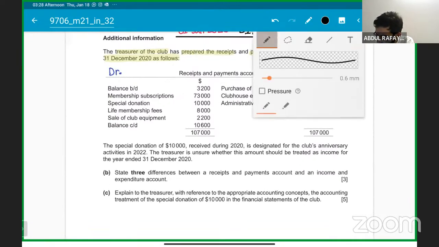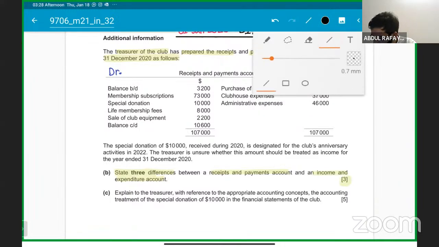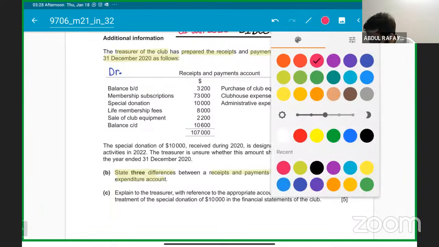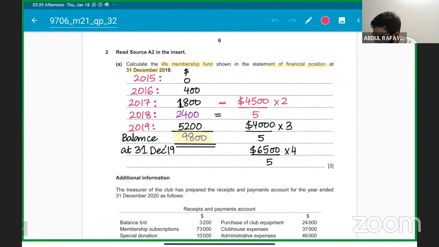What is the first question they are asking? They are asking for the theory. You have to state, only state, three differences between a receipts and payments account and an income and expenditure account. Very common theory, it's not analysis, it's only theory. You have to write the answer by learning, or you can understand and write down the difference between the receipts and payments account and the income and expenditure account. So let's write it down. There are a lot of differences, but we'll write down whatever we have learned and whatever we know. Everyone with me, following? Clear, students? So here we go.